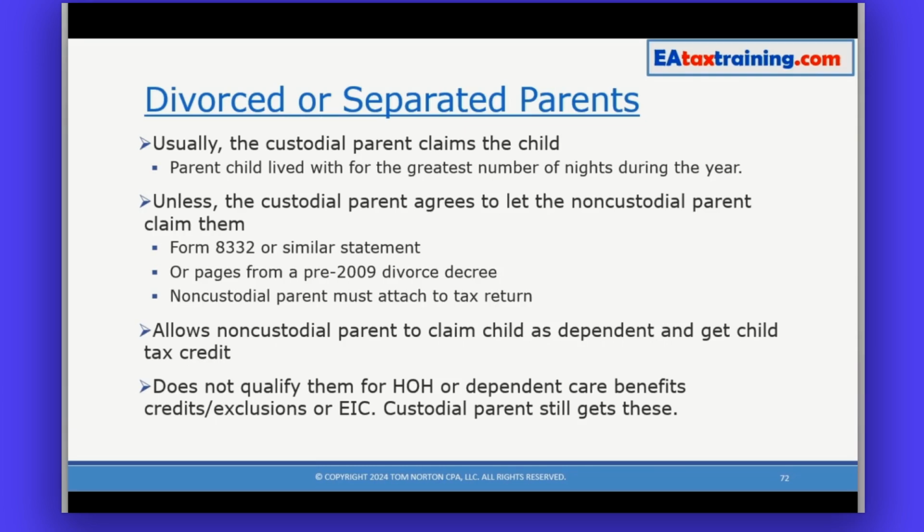So in this case, the non-custodial parent gets to claim the child as a dependent, which these days really means the non-custodial parent gets the child tax credit. It used to be there was an exemption for each dependent that you had, but as of right now, for 2023, for purposes of this exam, there's no dependency exemption. That could come back again. So what that parent gets is the child tax credit. But that does not qualify the non-custodial parent to file as head of household or to get dependent care benefits or credits or to claim the earned income credit. The custodial parent still gets those things. The only thing the non-custodial parent can get, if the custodial parent agrees, is the child tax credit.